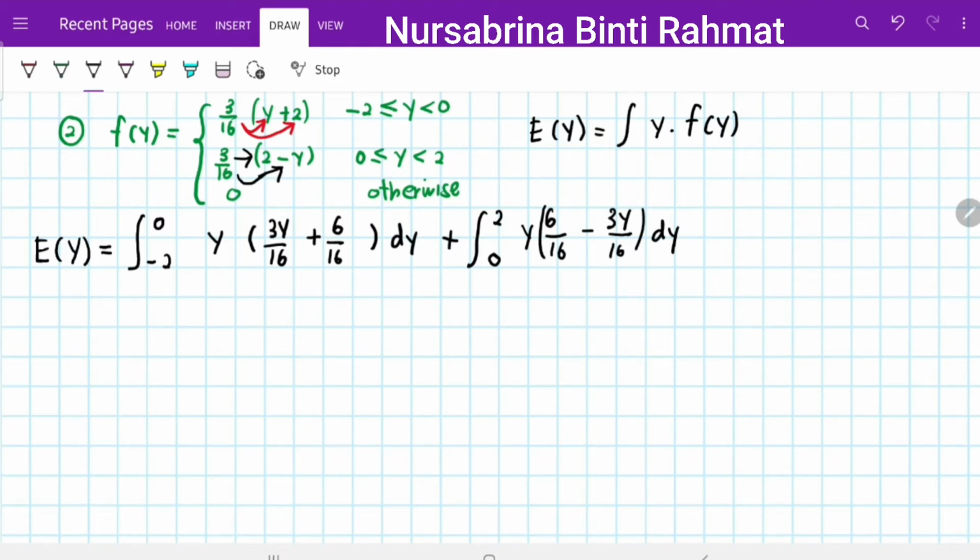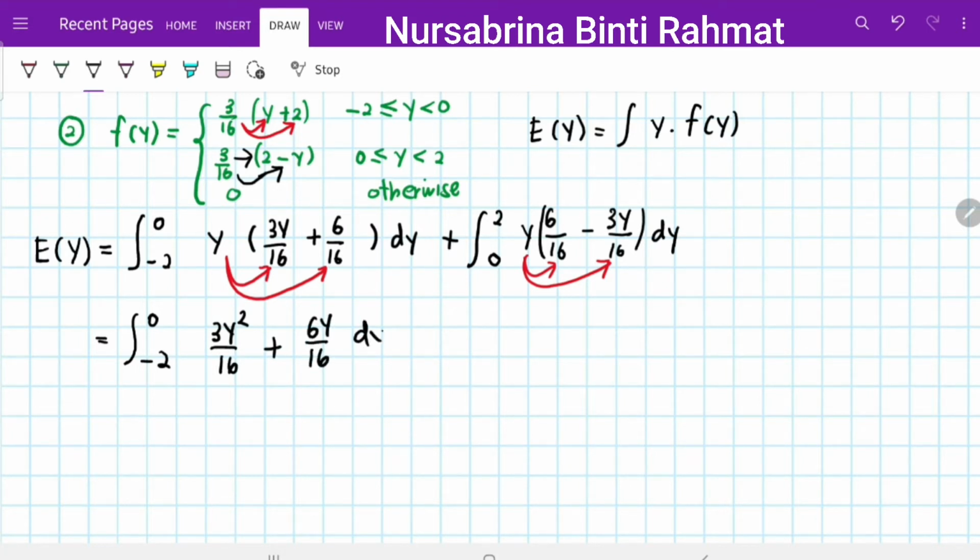Okay, next, as usual, I prefer you to expand first. It means you have to multiply everything in the bracket with y. Same goes with this function. So now we're going to have the integral from negative 2 to 0 of 3y squared over 16 plus 6y over 16 dy, plus the integral to 2 of 6y over 16 minus 3y squared over 16 dy.